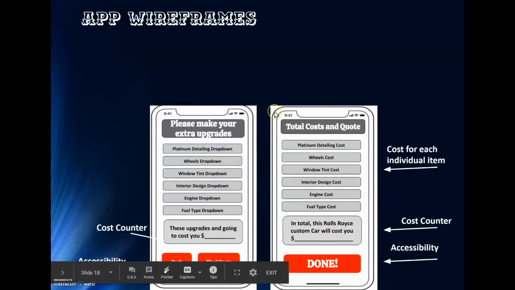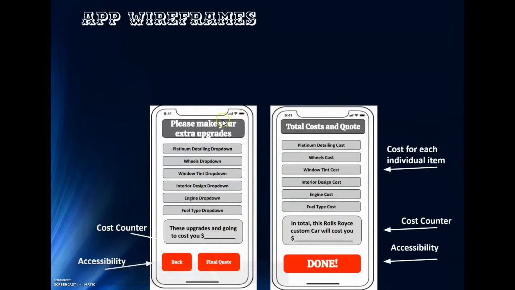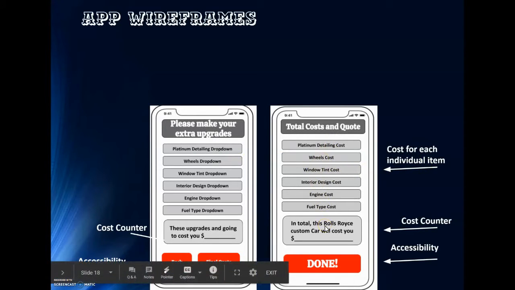And this is the final part of the upgrades. So here's the extra upgrade screen, which has got a cost counter and all the drop downs for the different extra upgrades, as well as the accessibility buttons. And then it's also got the cost for each individual item as a sort of quote, and then the final cost price, as well as the accessibility button done at the bottom.